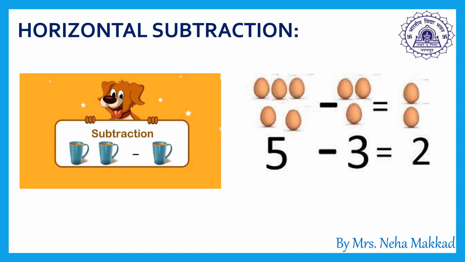Like you can see in the example, there are 2 cups of tea kept. Out of 2 cups, we remove 1. The answer which we obtain is 1. There are 5 eggs given in the second picture. If we remove 3 eggs from the 5 eggs, what we get is 2.